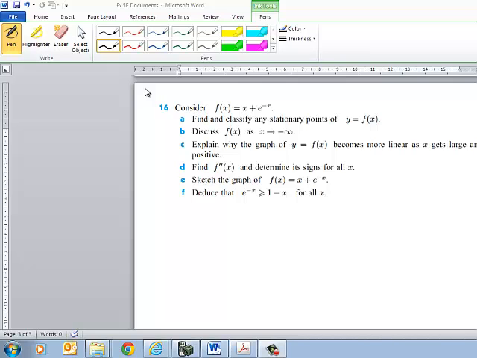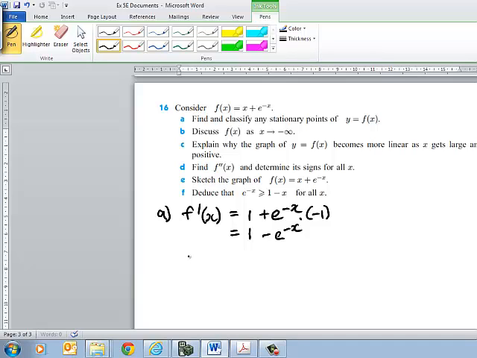I'm just going to have a look at question 16 from 5E. So if we start there, the first part of the question asks us to classify stationary points. That means that we need to do the first derivative. So f'(x) for this will be equal to 1, the x becomes 1, plus e to the minus x times the power, which is minus 1. So we could rewrite that as equal to 1 take e to the minus x.